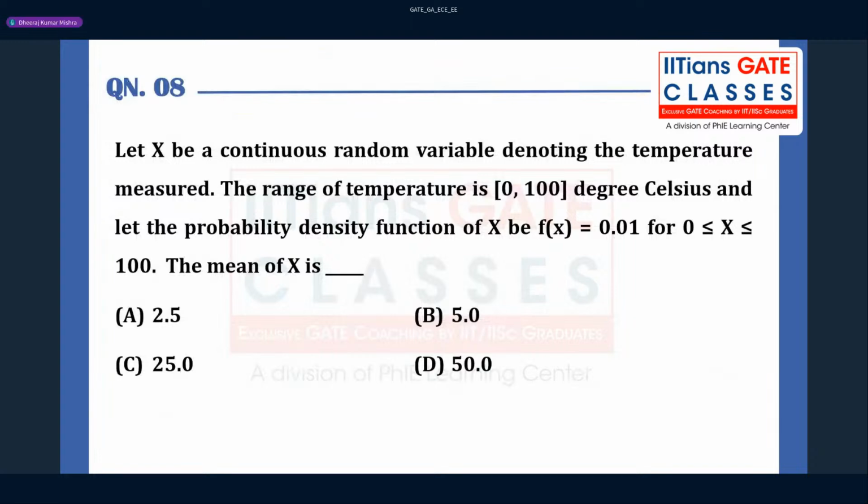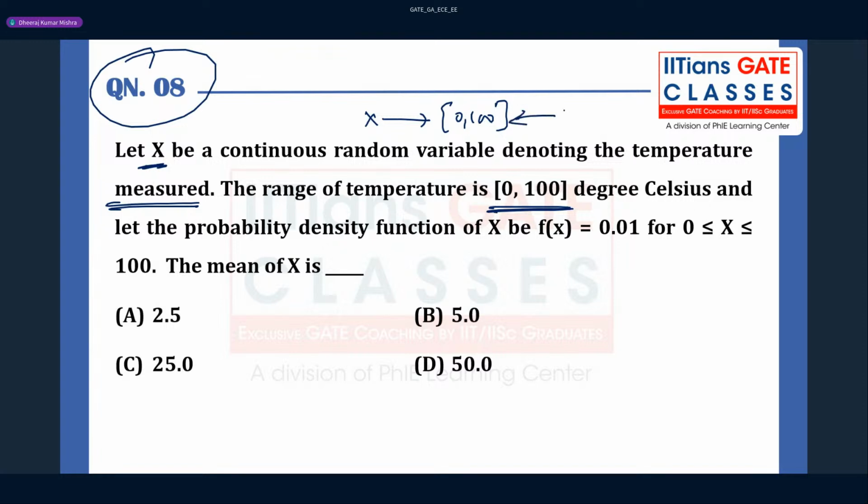Now question number 8 is from our favorite topic, that is nothing but random variable. So let x be a continuous random variable denoting the temperature measured. The range of the temperature is given here. X range is nothing but 0 to 100. So you have to understand that this is nothing but a uniform density function kind of thing. Your x is uniformly distributed, you can say.